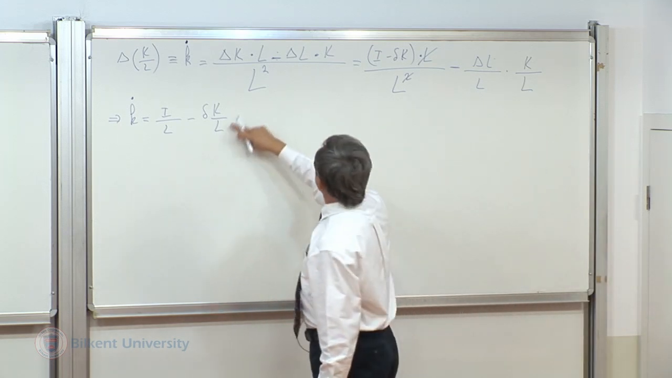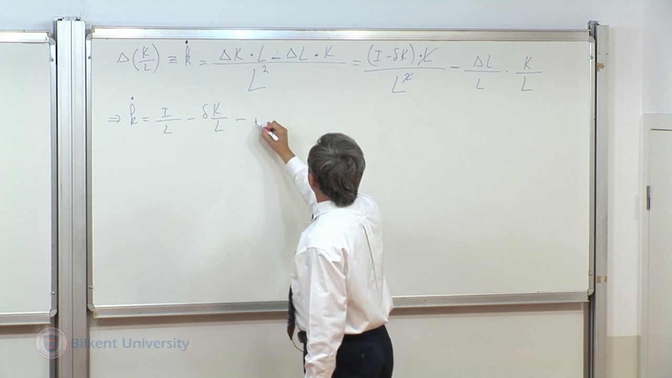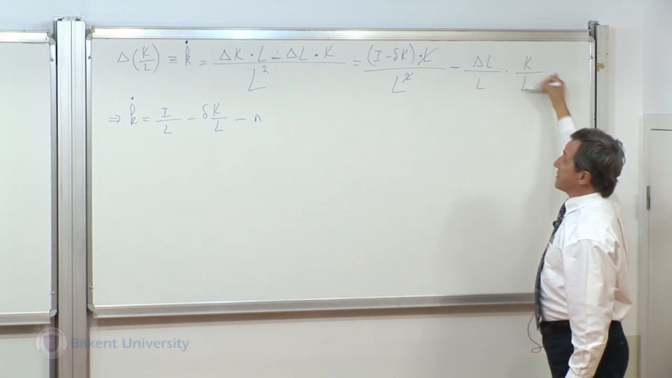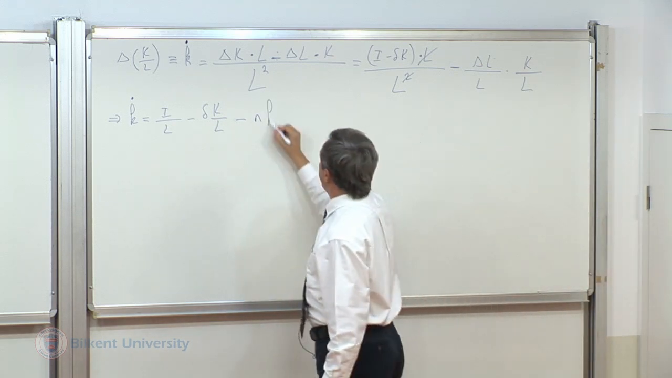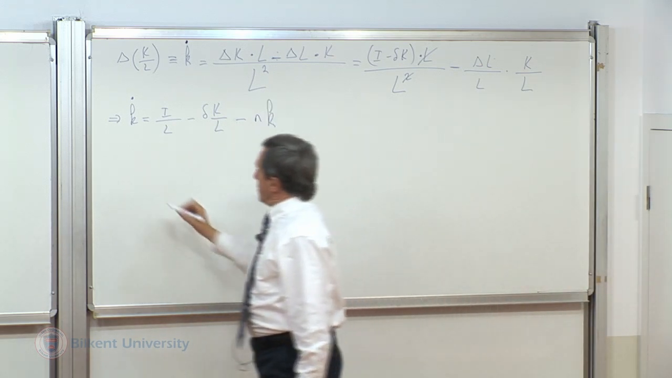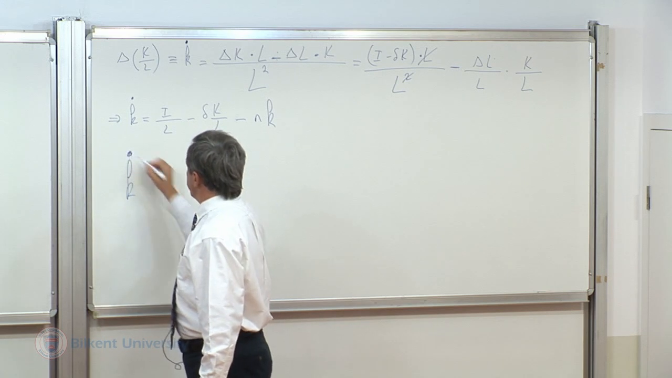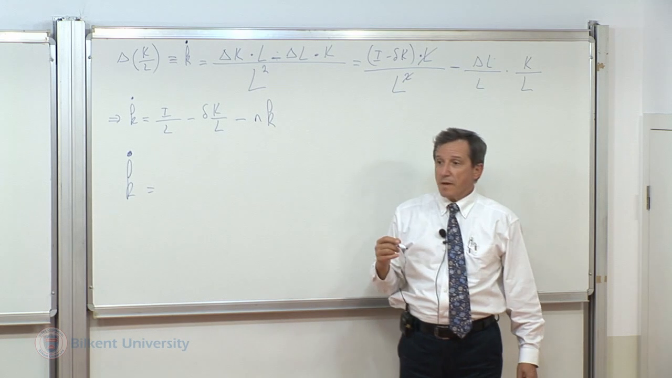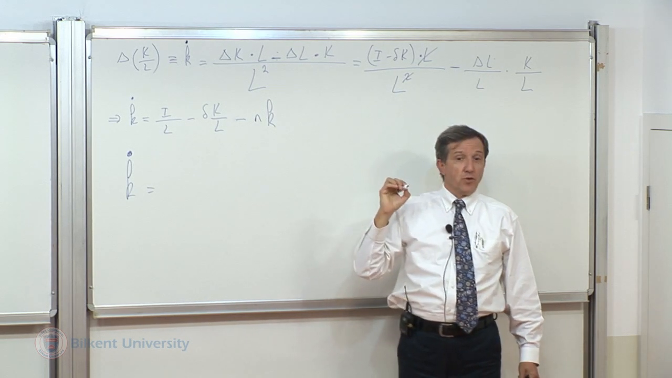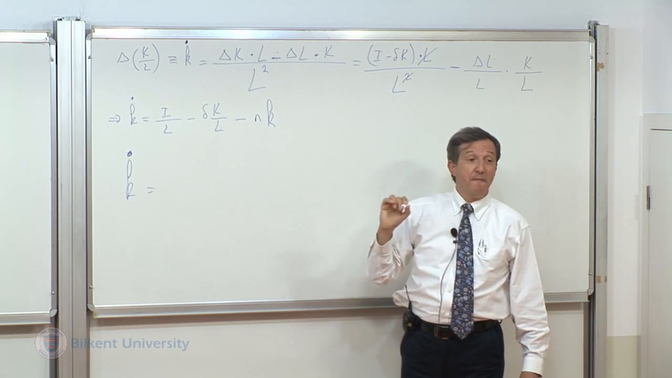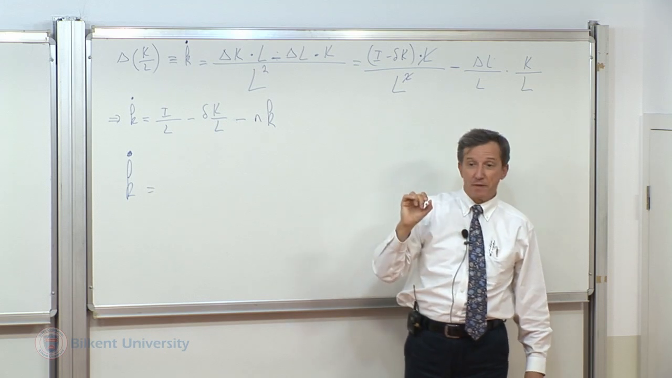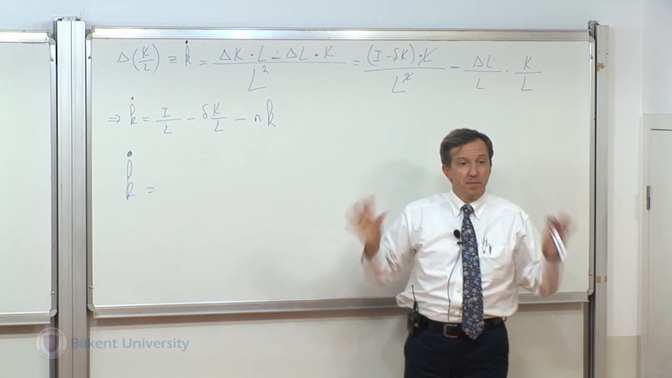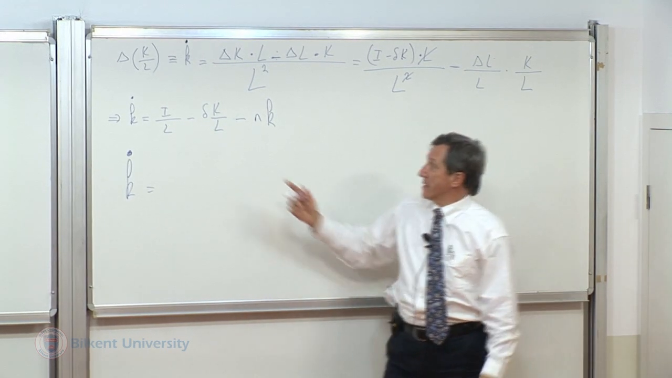So, minus N. That's the change in L over L. And this is little k. So K dot is investment over L. And now you are introducing a very strong assumption. It's simple, but a very strong assumption.